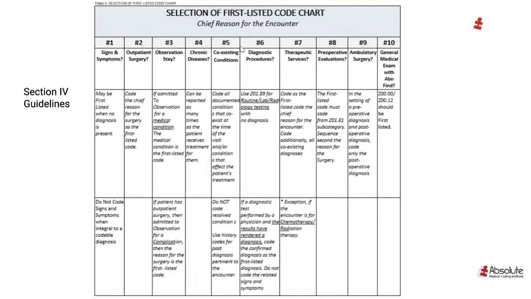But I want to draw your attention to number 5, coexisting conditions. I just want to review that one. When a patient has multiple comorbidities, let's say multiple chronic conditions in an operative report, you're going to have to code all documented conditions that coexist at the time of the visit and or conditions that affect the patient's treatment.